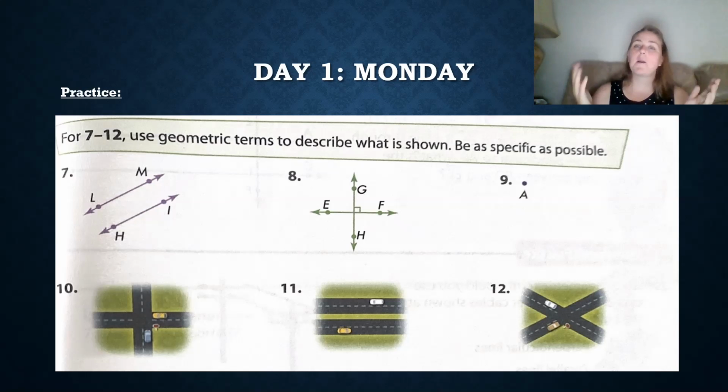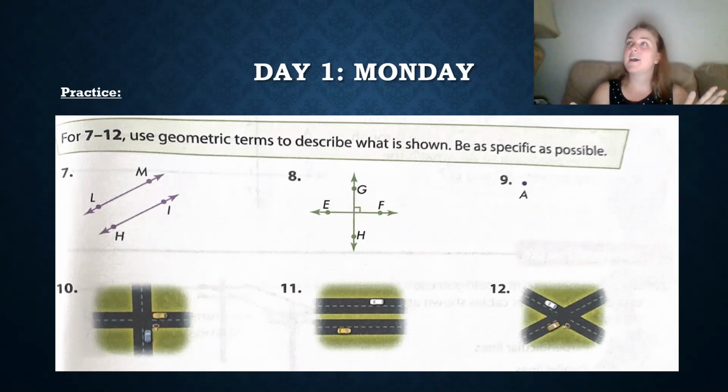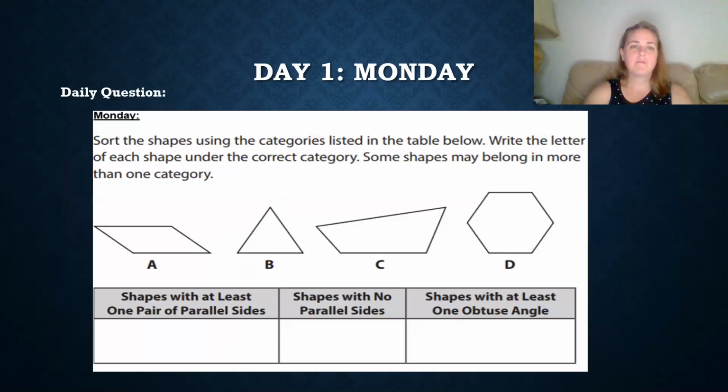Yes, hopefully you said parallel lines, because they don't ever intersect. And then number 12, they cross, but they do not create a 90-degree angle. So it would be, yes, intersecting lines. If you would like to write these down in your math journal, you are welcome to do that.